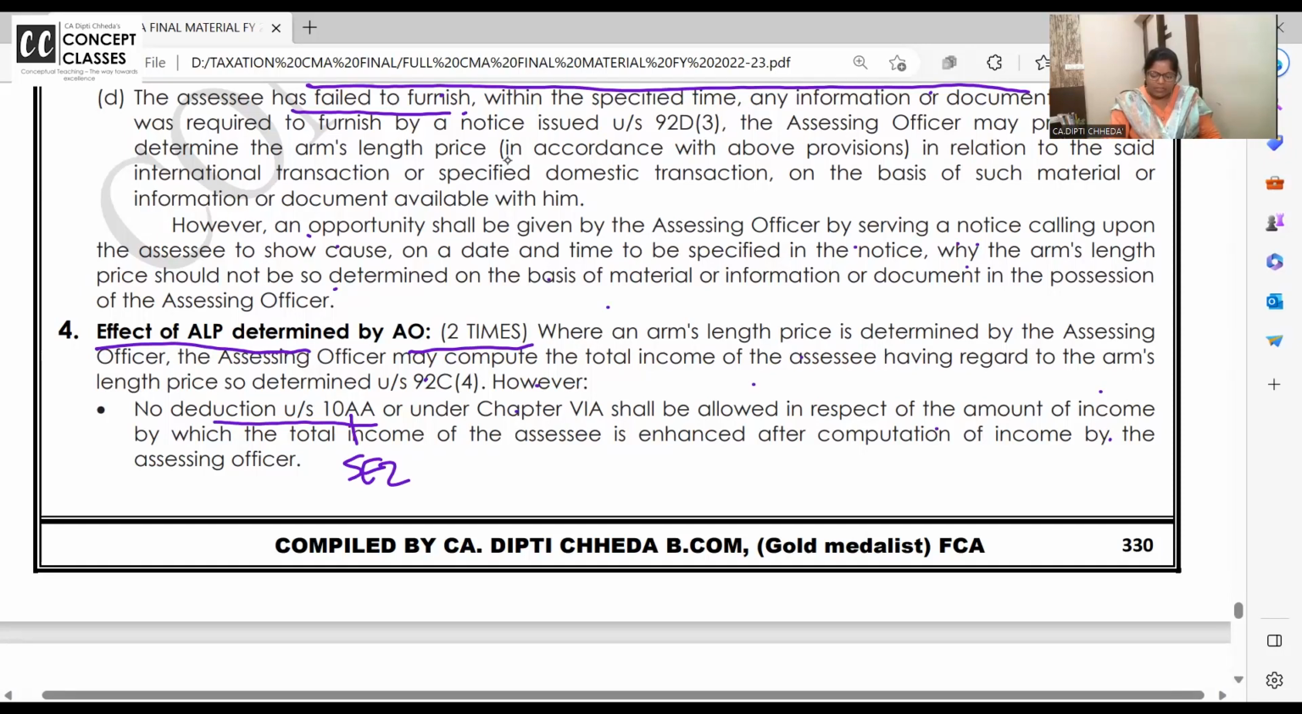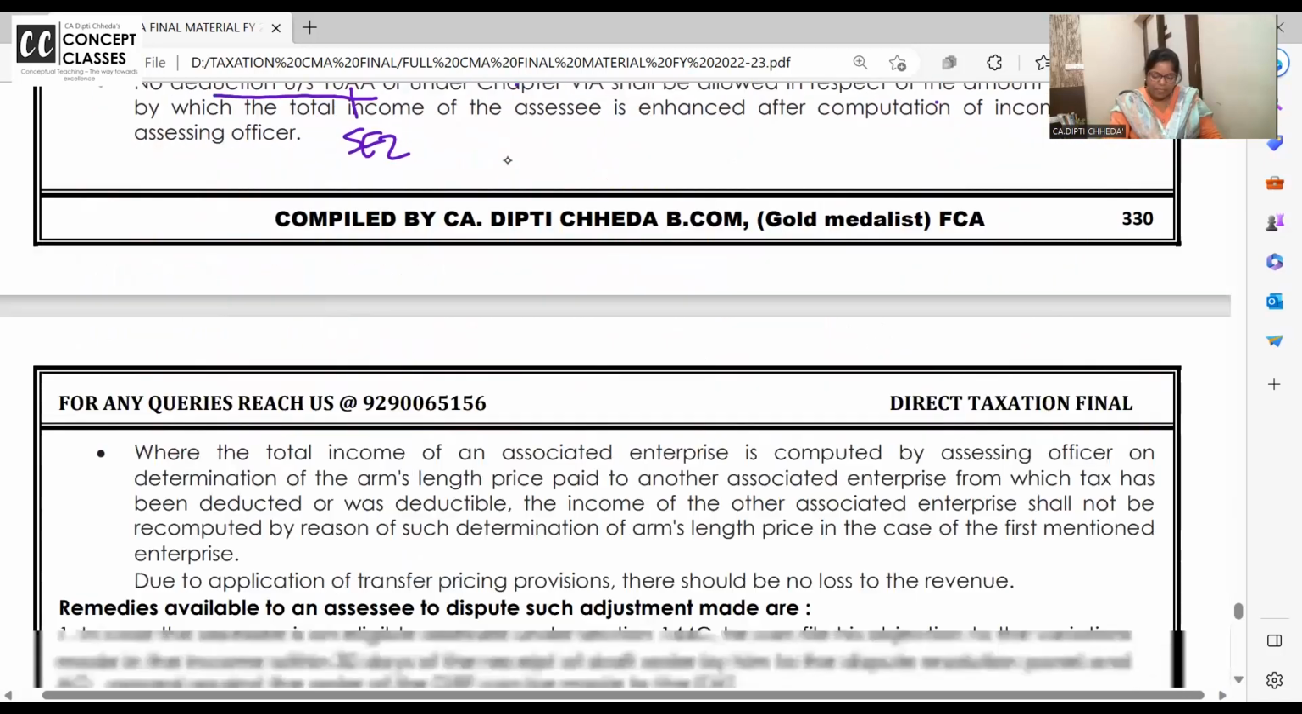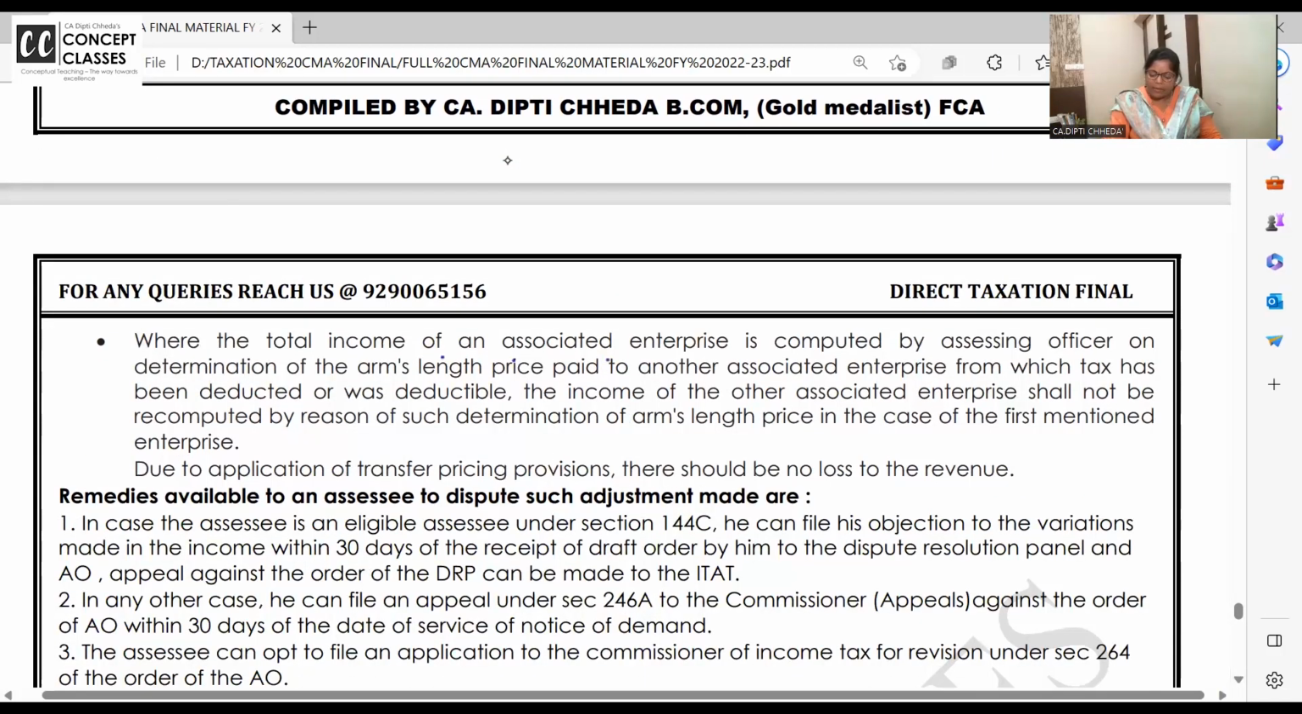So no deduction under 10AA and under Chapter 6A shall be allowed in respect of amount of income by which total income is enhanced. Where total income of A, associate enterprise, is computed by assessing officer on determination of ALP paid to other associate enterprise from which TDS has been deducted, income of other AE shall not be recomputed.